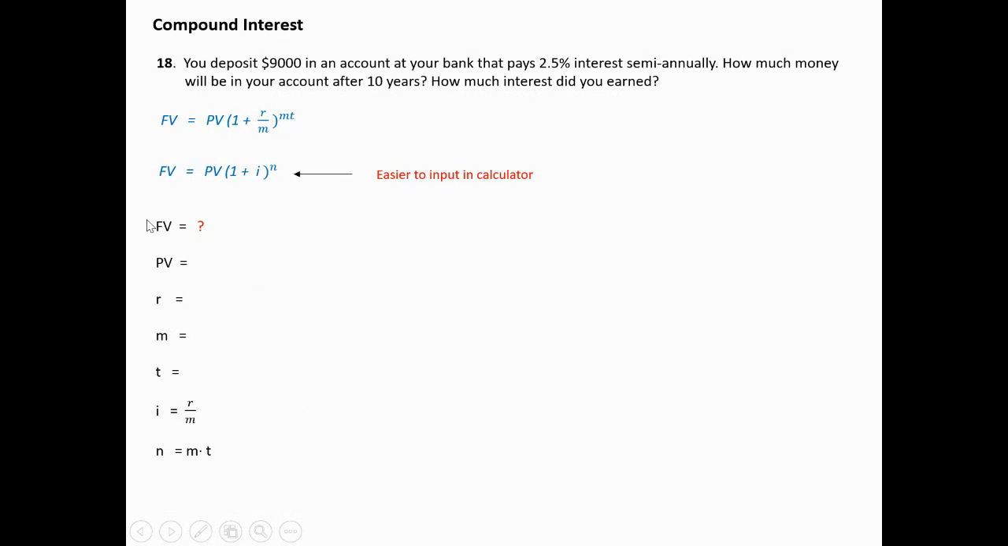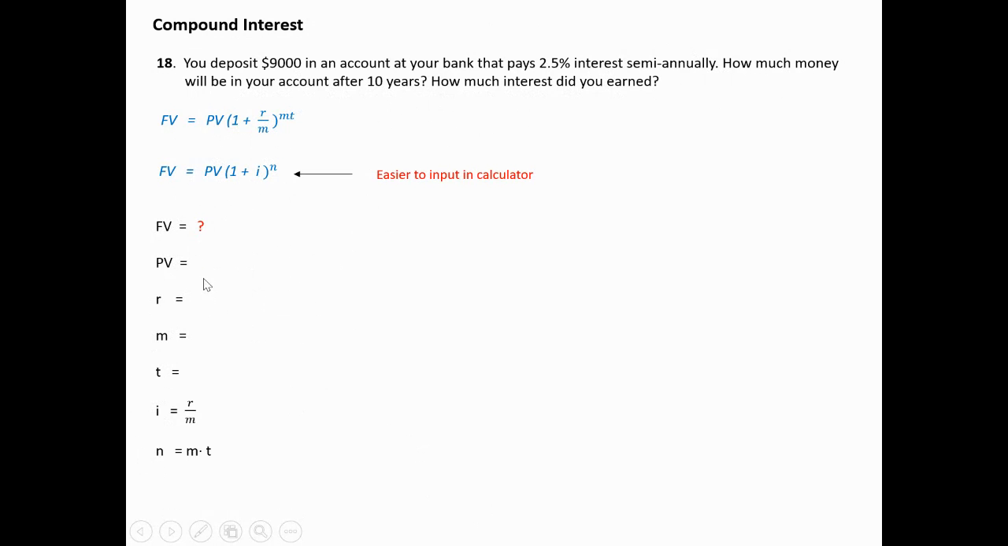I recommend for my students to write every variable down here: the FV, the PV, the R, the M and T, the I, and the N. This way, you know what to extract from the word problem. They're going to give you everything except for one missing thing. In this case, we're looking for the future value because it's asking how much money will be in your account after 10 years, and that's in the future.